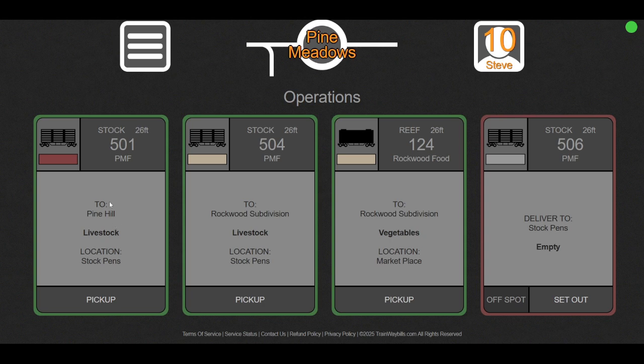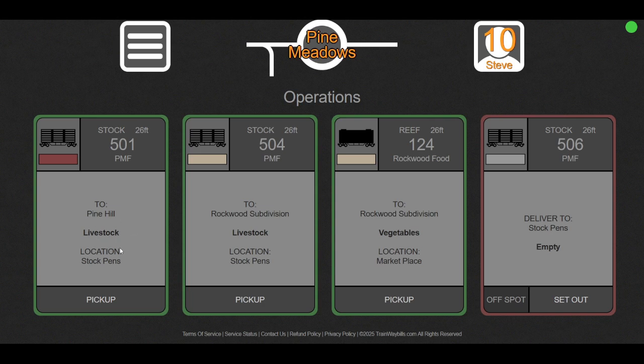So if we have a look at this, the first pickup is a stock car that's currently located in the stock pens. It's full of livestock, and it's going to Pine Hill. Well, we're actually going to Pine Hill, so we can pick this car up. The next stock car is going to Rockwood subdivision, which is westbound, so we can leave this car here and pick it up as we return. Same with this marketplace car full of vegetables. That's also going to Rockwood, but it will be on our westbound. And obviously the one that we have on board, number 506 stock car, is currently empty, and that's going to get delivered to the stock pens.